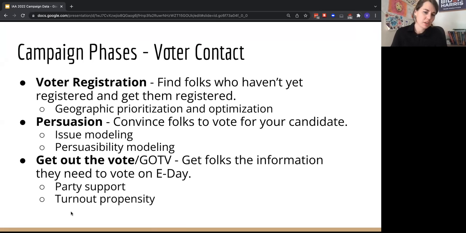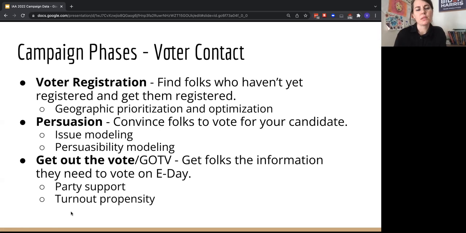And then the final push, this is happening really towards the end of the campaign cycle, is that our voter contact really switches to get out the vote, GOTV. So this is just getting people the information that they need to vote on election day. At this point, people's decisions have been made about which candidate they're going to support, and probably about whether or not they're going to show up. But we'll be sending them things like their polling location.